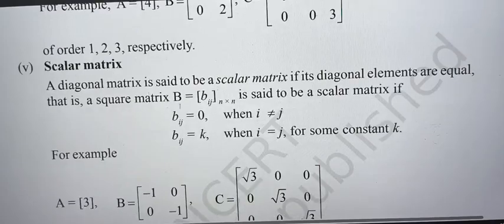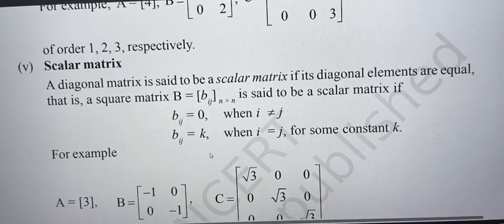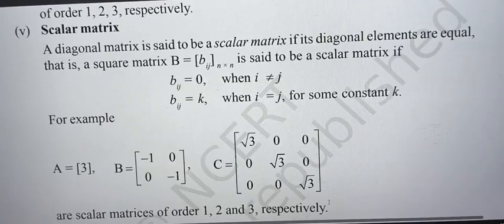That is a diagonal matrix. Now the scalar matrix is also the same thing. It's just that for a diagonal matrix I said any non-zero number, whereas here the same number should be repeating. Same thing: again, if i is not equal to j, it should be 0.